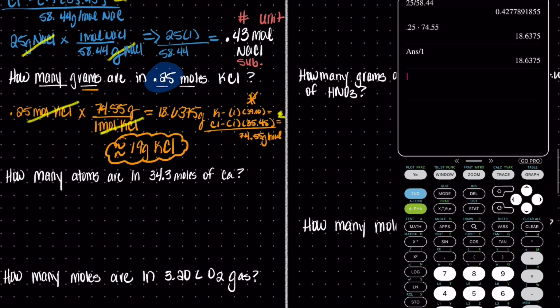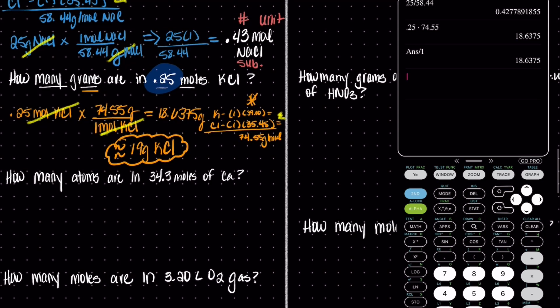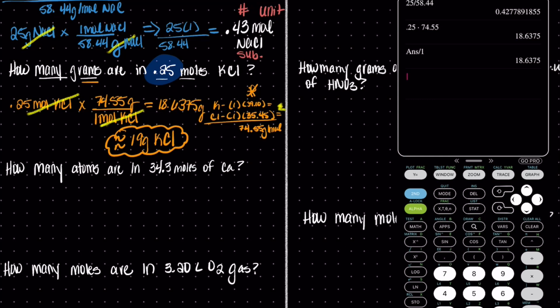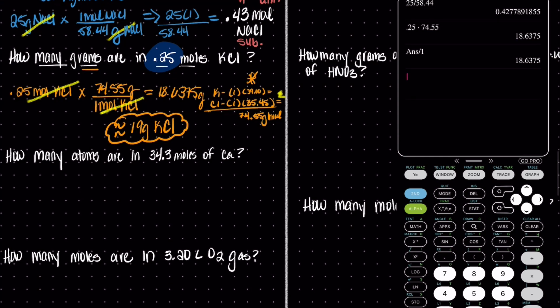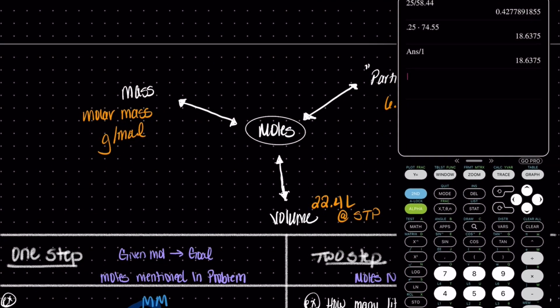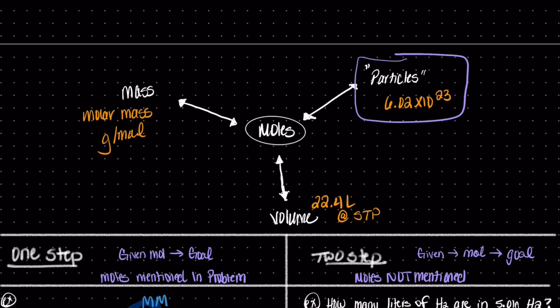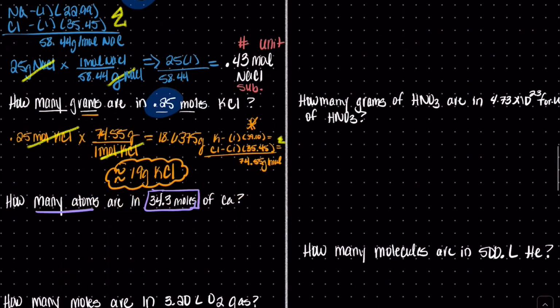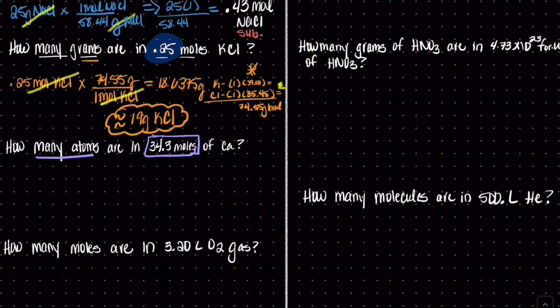And this is the same process for all of the one-step problems we're going to deal with. You're just doing one-dimensional analysis, or 1 unit over. Up next, you're talking about how many atoms are in 34.3 moles of calcium. All right, so I'm starting in moles and I want atoms. Let's do that one step. I've got 34.3 moles of calcium. That's Ca.